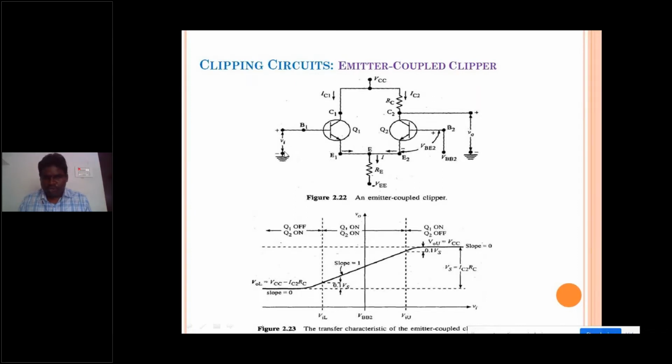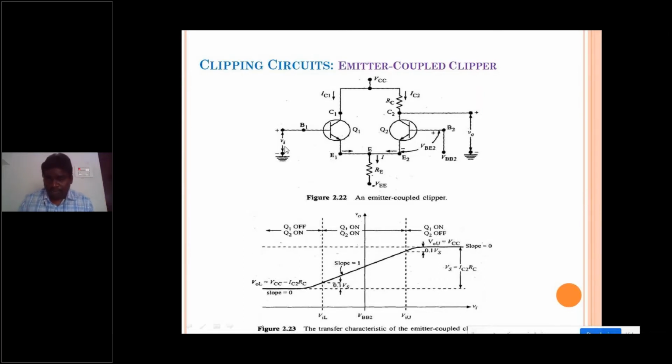Initially, when the input voltage is 0 or negative, Q2 base is taking VBB, and that voltage is enough to bring it into conduction. So when Q2 is on and Q1 is off, the output voltage is calculated by using this formula, that is VCC minus IC2 into RC.